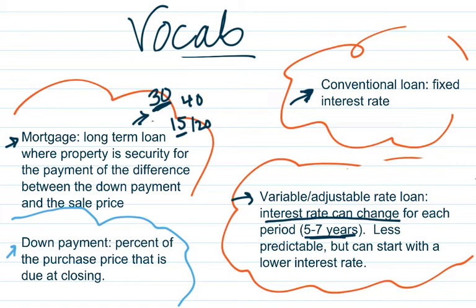A down payment is a percent of the purchase price that is due at the closing. It is due to the seller at the closing. I personally have never purchased a house, but my mother was a realtor, and so I remember people coming to our house because she was a private realtor. She owned her own company, and I remember them spending hours signing all the paperwork.